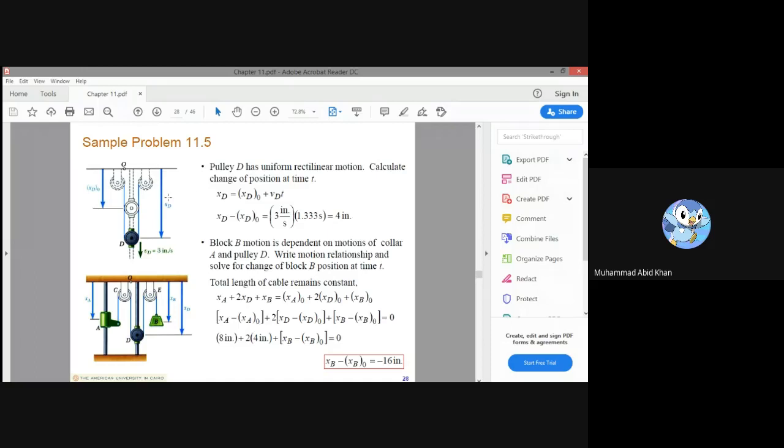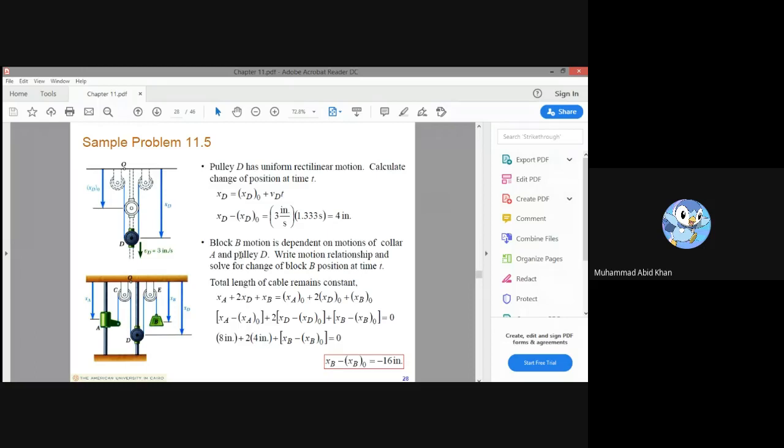So xD is equal to this. The equation is given, the equation is here. As you get this value, put it here. You will get the position at time t. That is the position.